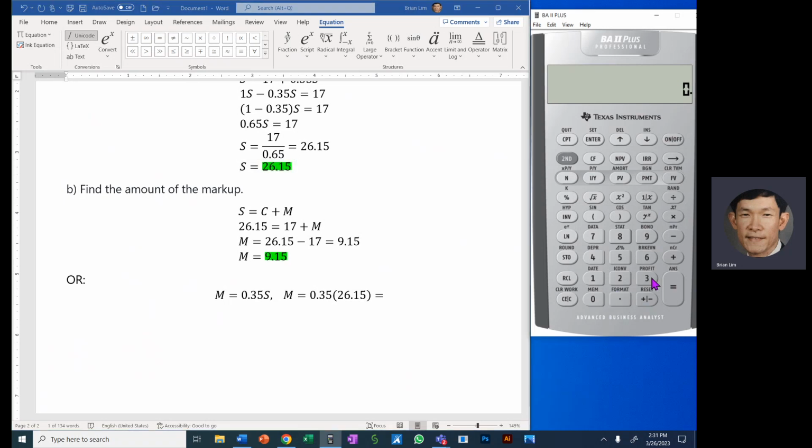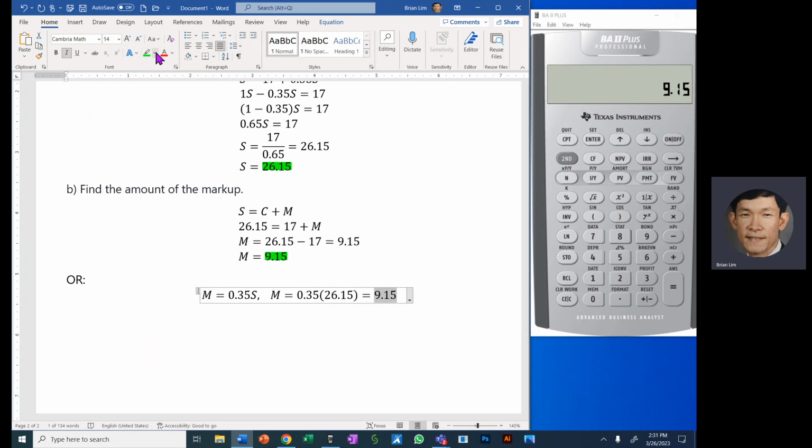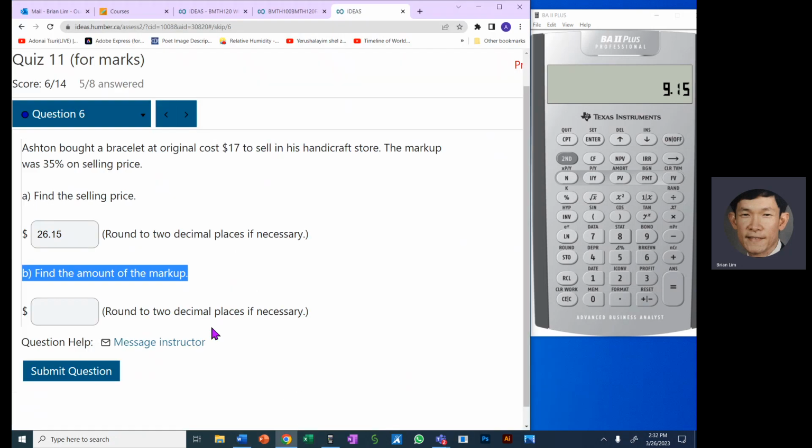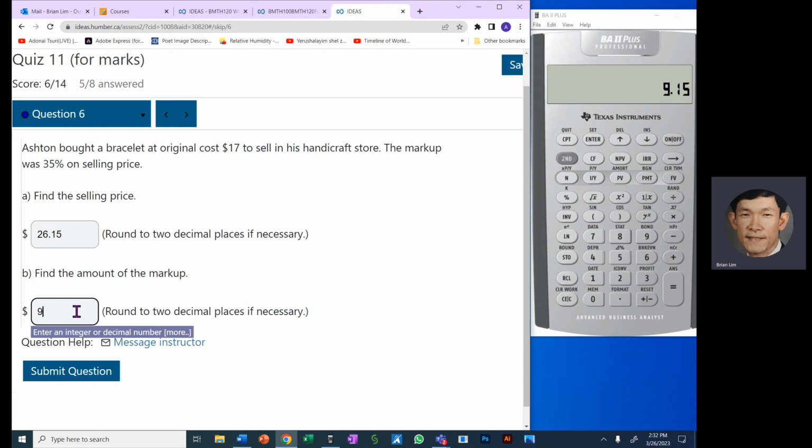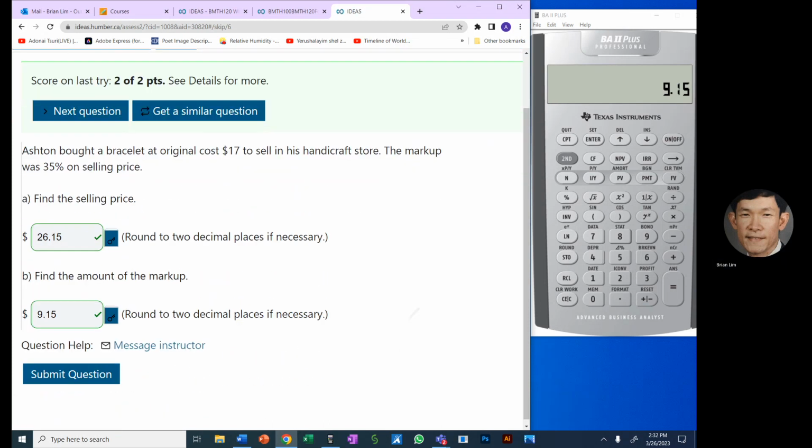So we will go 0.35 or 35% of 26.15. And that gives us an answer of $9.15, which was the same answer that we had right up there earlier, right here. Okay, so the two answers are the same, so it means that both methods are correct. All right, so same 9.15. So let us put in the markup 9.15, submit the question, and it is correct.